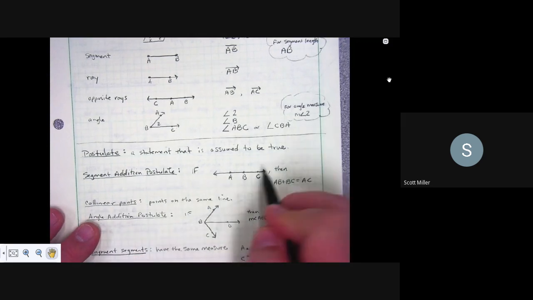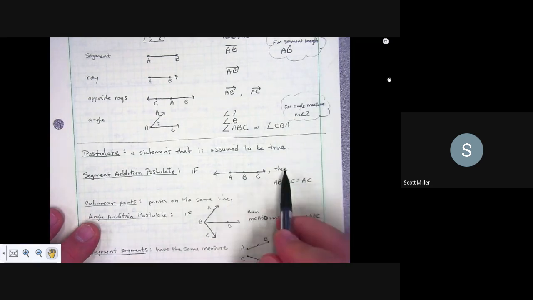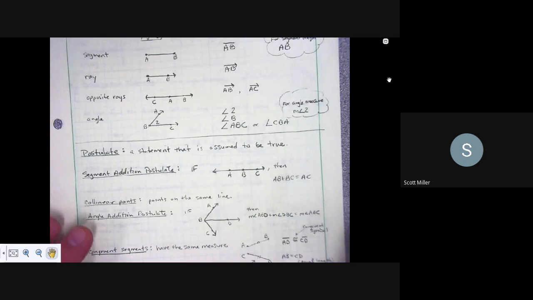So here's the common sense. If I have a line that has these 3 points on it, which by the way are called collinear points, points on the same line, A, B, and C are collinear, then I know that the distance between A and B plus the distance between B and C is the actual distance between A and C. The distance of AB plus the distance of BC is equal to the distance of AC. This is a postulate. It's obviously true.